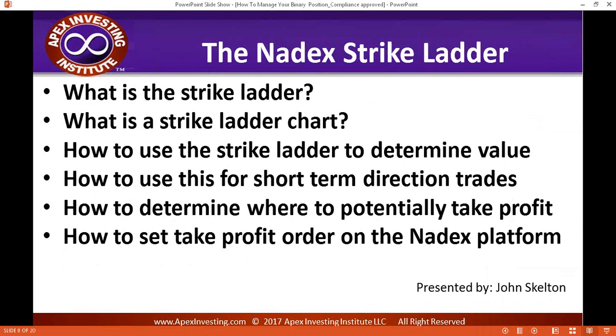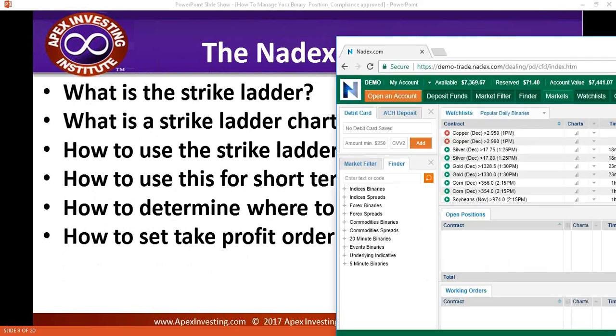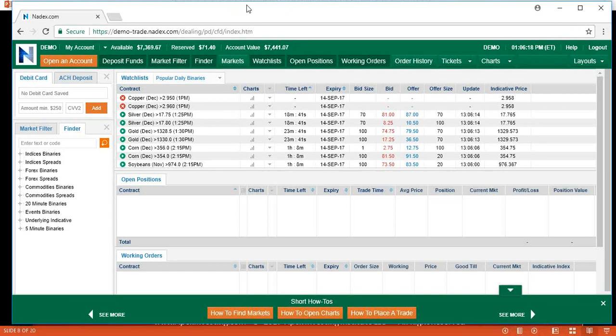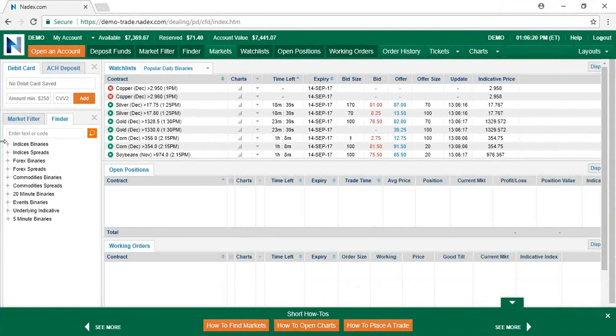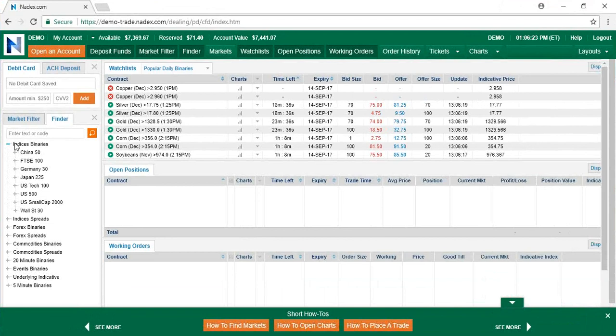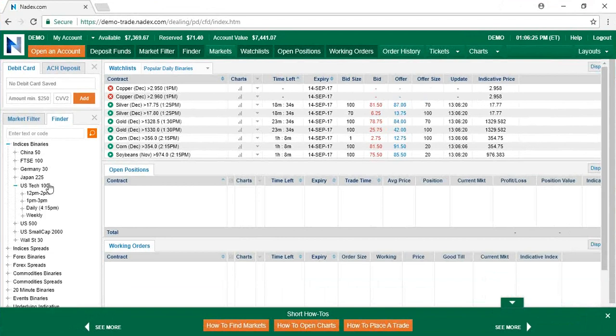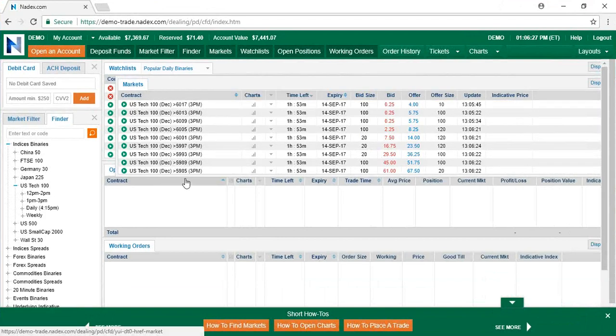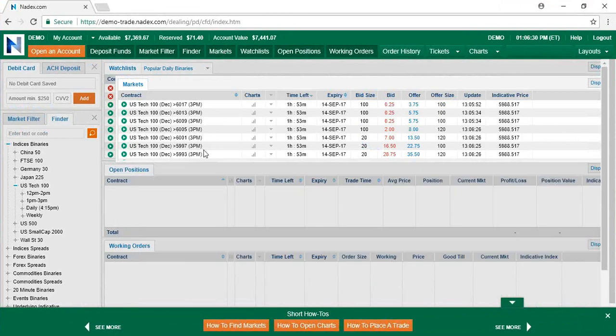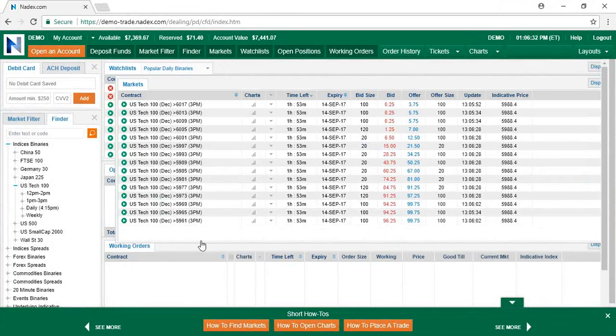And one of the best things to do is to really learn how to read the Nadex strike ladder, okay? And what is a strike ladder? Well, first of all, let's go right here to the Nadex platform. Let's just choose, for example, indices binaries. Let's choose the US Tech, and let's go right here, okay? This is the strike ladder, all right? This is for the 3 p.m. expirations. And each one of these different numbers here is a strike. Each one of these is a different binary contract. Okay, and this is what we call the strike ladder.